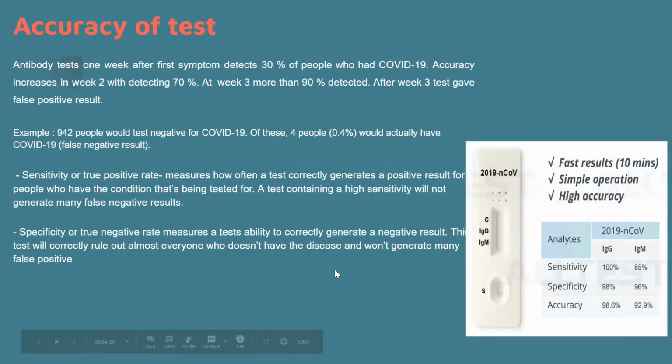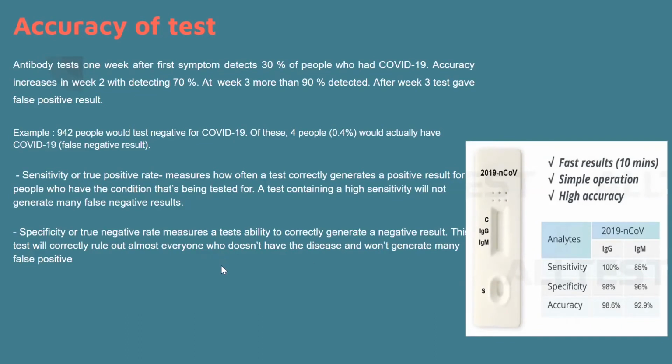So how accurate is this test? The antibody test 1 week after first symptom detects 30% of the people who had COVID-19. Accuracy increases in week 2, detecting 70%. At week 3, more than 90% are detected. After week 3, tests gave false positive results. For example, if 942 people test negative for COVID-19, of these, 4 people, or 0.4%, will actually have COVID-19. This will give a false negative result.